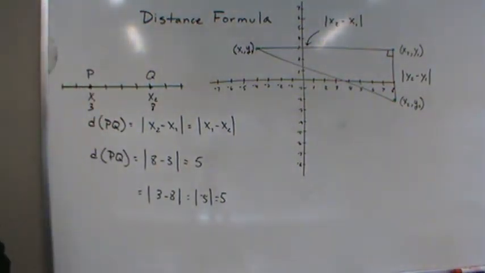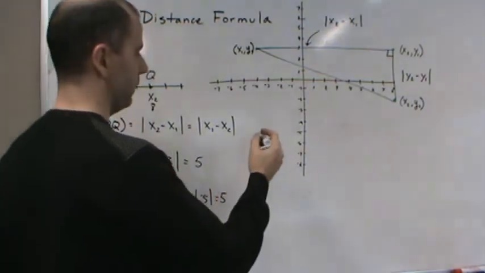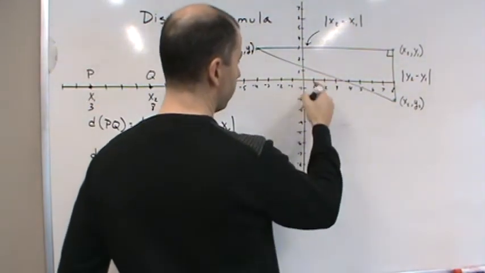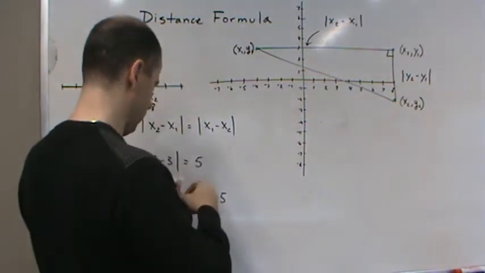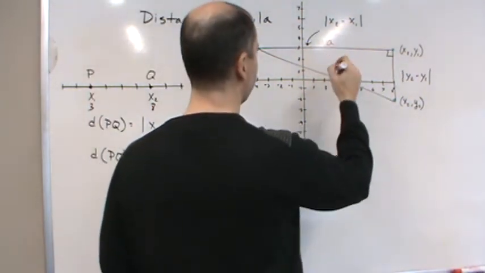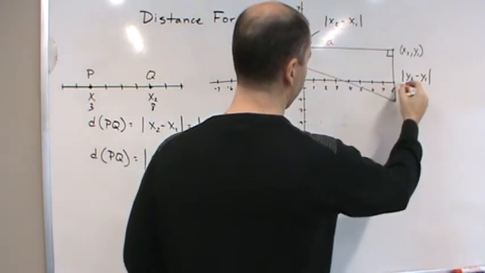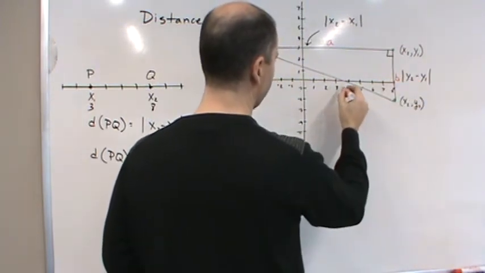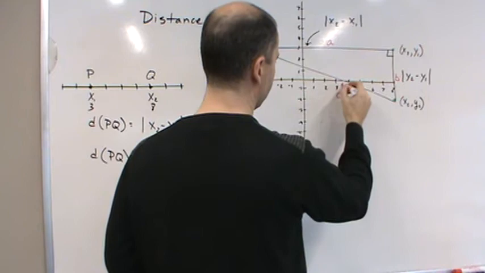And then what I can do is use the Pythagorean theorem to find that distance. So what does the Pythagorean theorem say? Well, let me write this down. So let's call this a, we'll call this b, and we'll call this c.